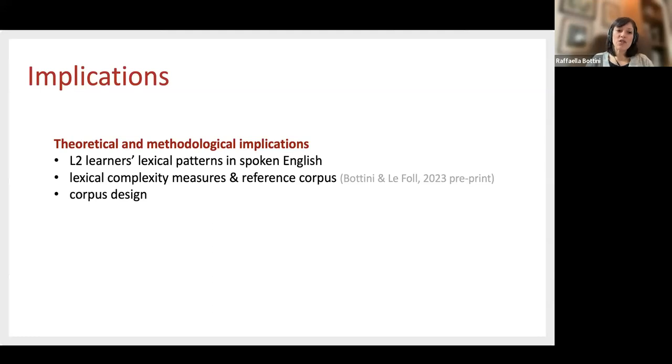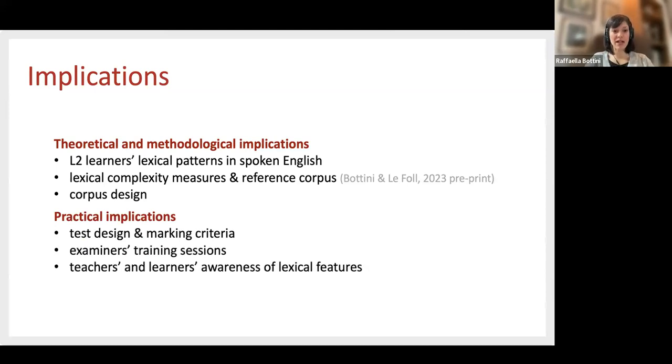These findings also have implications in terms of corpus design, because we might want to design corpora that include a wider range of tasks so that we can analyze what language is produced by learners across a wide range of communicative contexts and tasks. And in terms of practical implications, these findings are based on language produced in a high-stakes exam of English. So we have implications for test design, marking criteria that might be informed by these results. And of course, the findings might inform examiners in their training sessions, and they're important to raise not just learners' awareness of lexical features across dialogic and monologic tasks, but also teachers' awareness of these features. And in the end, to develop materials that include these features.